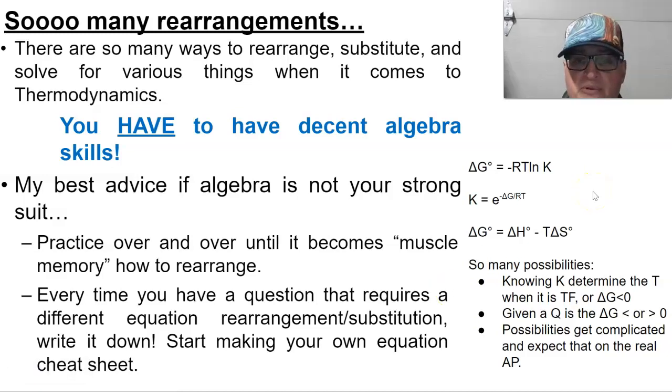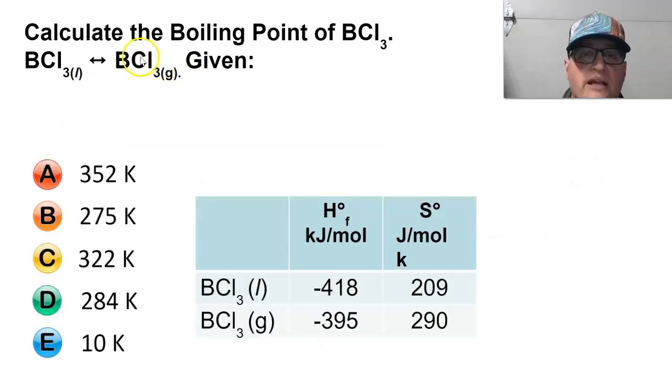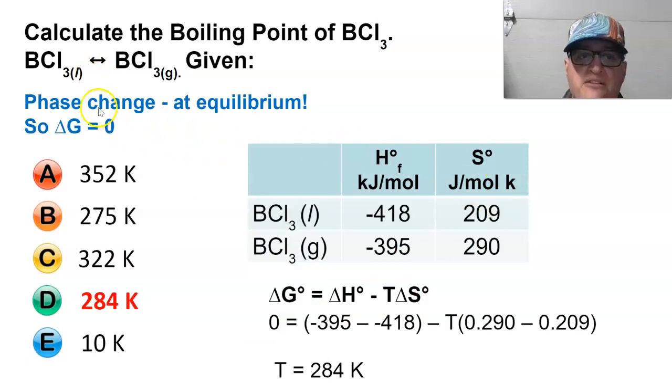Let's just look at a few examples. Again, I can't show you all, otherwise you'd be here till next year. Calculate the boiling point given this equilibrium reaction, giving you some delta H's and S's. Now, this is a phase change, which you should understand is at equilibrium. So delta G is equal to 0.